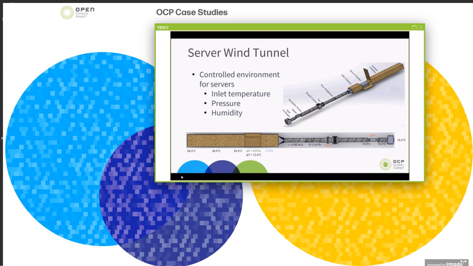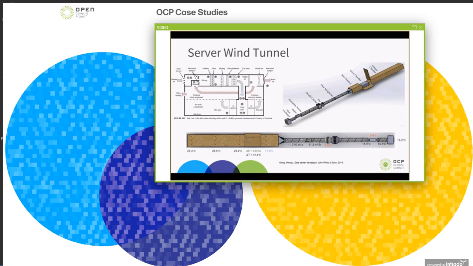So the interesting thing here is that this is actually a small-scale version of an OCP data center. I have been in an OCP data center, the Facebook data center here in Lulea. So this picture here is provided by the Data Center Handbook, and it shows an OCP data center.